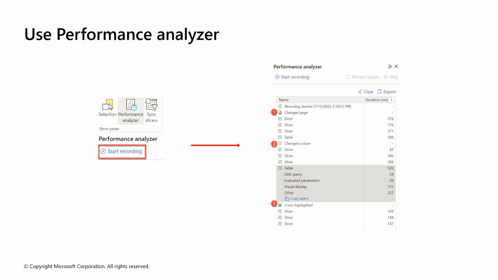You can immediately see results, make changes, run the analyzer again, and see the impact of the changes that you've made. To use the Performance Analyzer, enable it on the View tab of the ribbon and select Start Recording. After you start recording, take actions on the report. For example, move from one report tab to the next, select a slicer item, or interact with any of your visuals. Any actions you take in the report are displayed and logged in real time in the Performance Analyzer pane in the order that the visual is loaded.